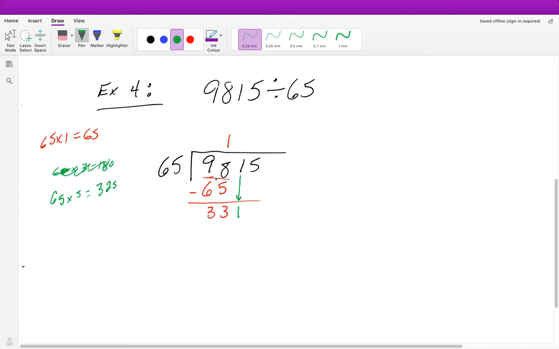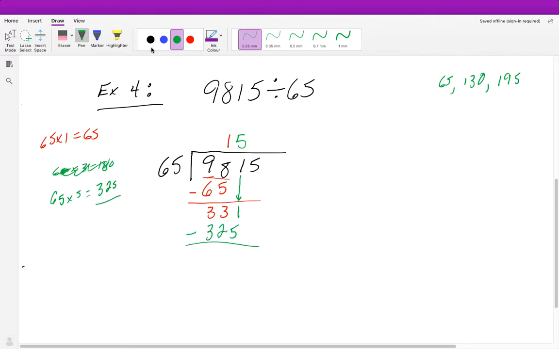So that does go into it, right? If you're not sure, sometimes you will just have to go through and write out your multiples of 65 until you get to the number that goes beyond that 331. Because it's not just any number that goes beyond it. It's the closest factor to it, right? So then this times 5. So 65 times 5 is 325, so I can write that underneath.